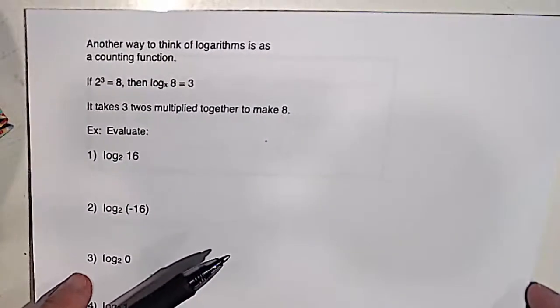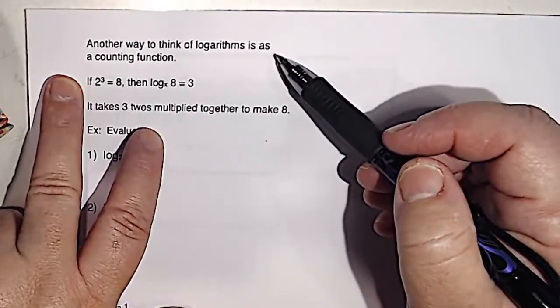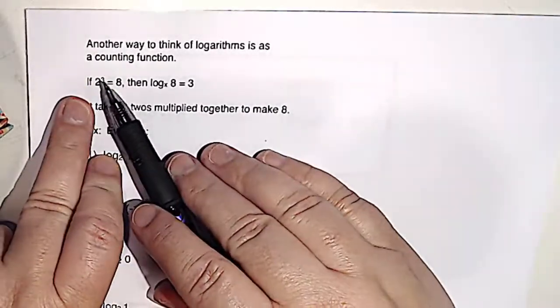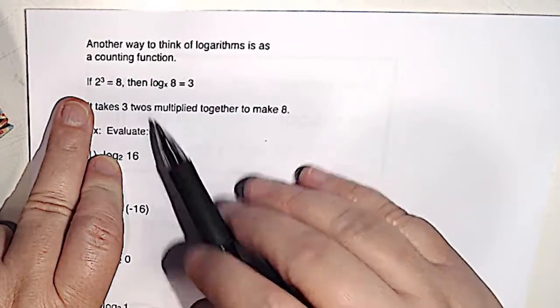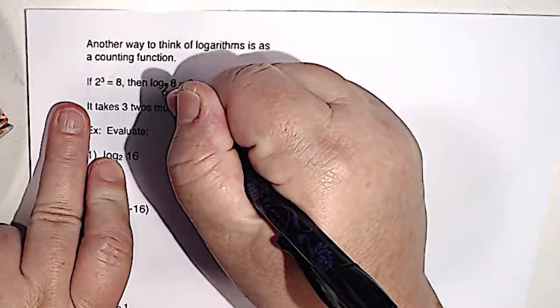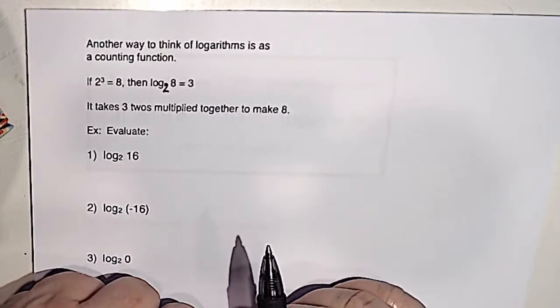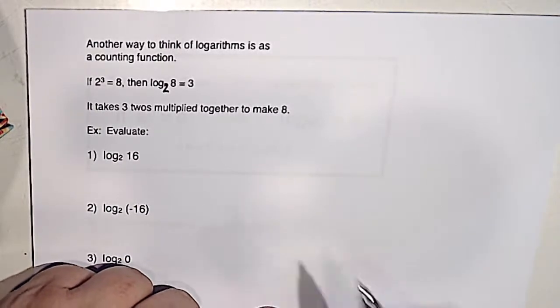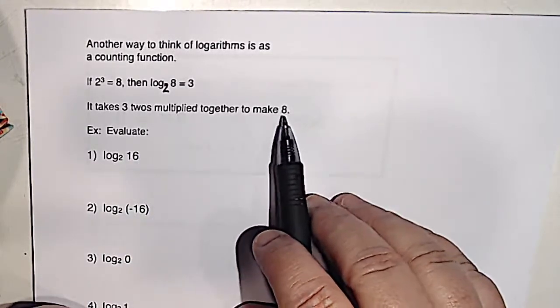Another way to think of logarithms is as a counting function. So if 2 cubed equals 8, then log base 2 of 8 equals 3. So it takes 3 2's multiplied together to make 8.